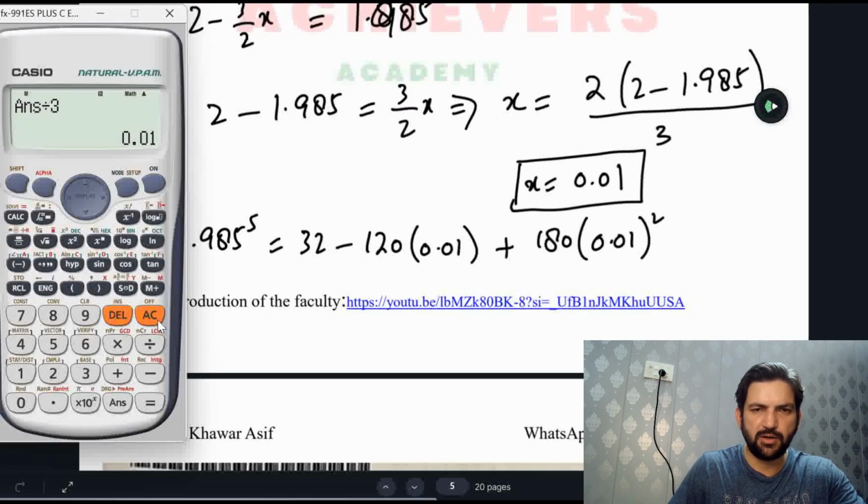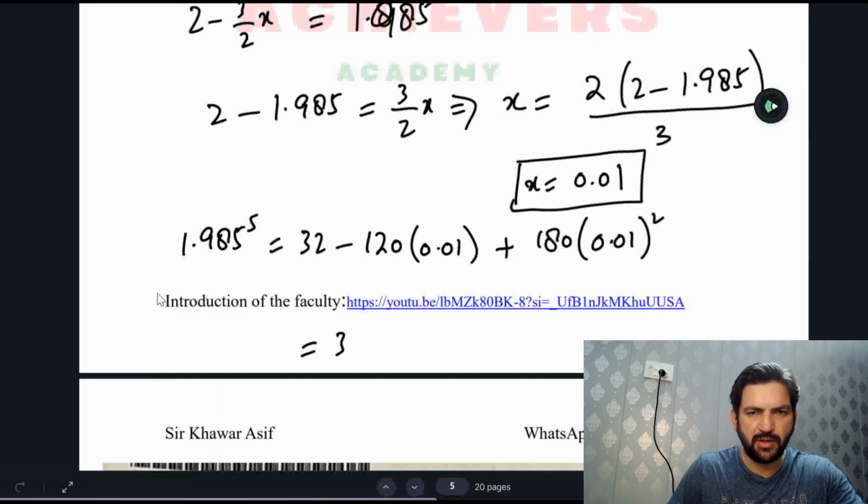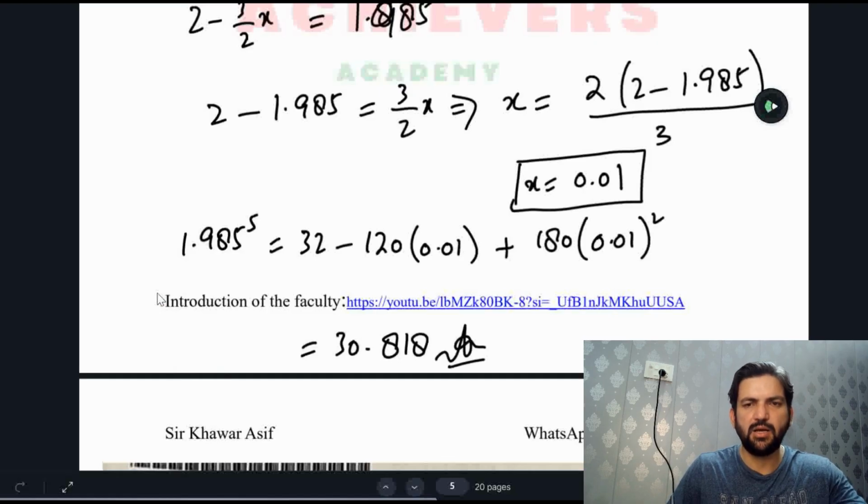Now we can write it as: take the square first, multiplied by 180, minus 120 into 0.01, plus 32. So the final answer will be 30.818. So 30.818 will be the final answer.